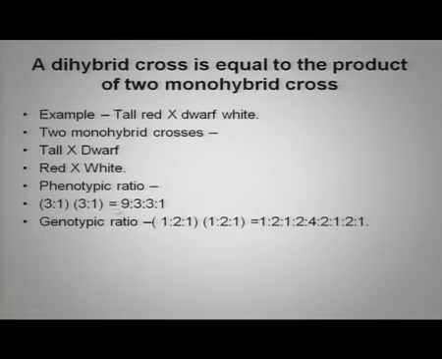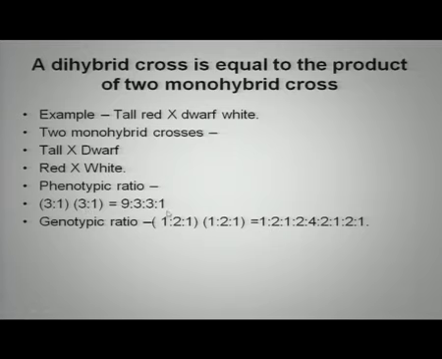3 into 3 you will get 9, 3 into 1 you will get 3, 1 into 3 again you will get 3, and 1 into 1 is 1. So, the ratio 9:3:3:1, the phenotypic ratio of a dihybrid cross, is equivalent to the product of the phenotypic ratio of two monohybrid crosses, that is 3:1 into 3:1.